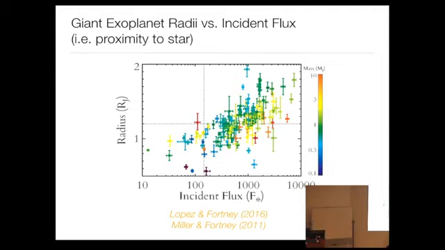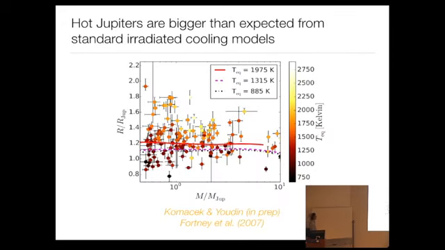But maybe this isn't surprising, right? Hotter things maybe should be bigger. The reason this is a problem is that if you run a standard radiative convective equilibrium cooling model and include the irradiation from the outside, that's simply not enough. Here we have another representation of basically the same data of radius versus mass. Now the color indicates the equilibrium temperature, if the planet was just in thermal equilibrium with the radiation it's receiving. And you indeed see again that the hotter objects are bigger.